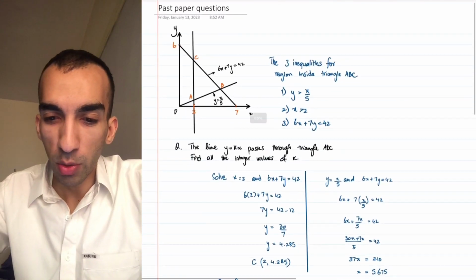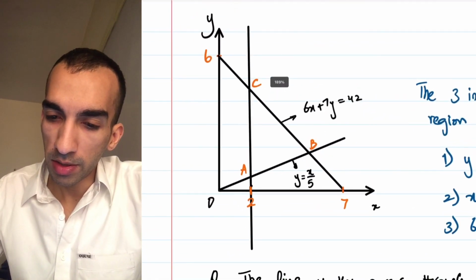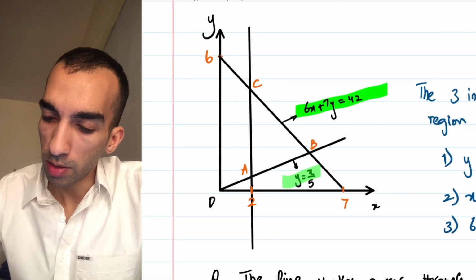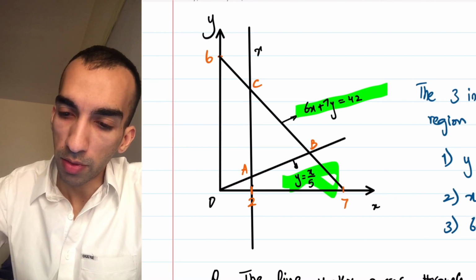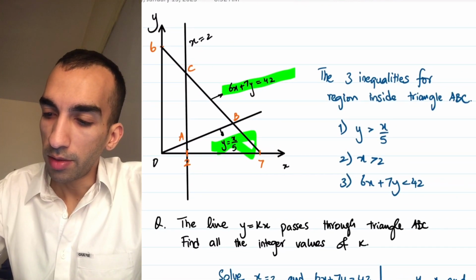This is an inequalities question from the past papers. This is the diagram that's given. Say you've been given two equations, this one and this one, and this line you have to figure out yourself, but it is easy. It is x equals 2. The question said find the three inequalities.